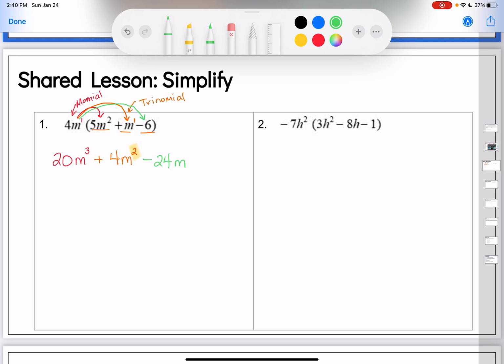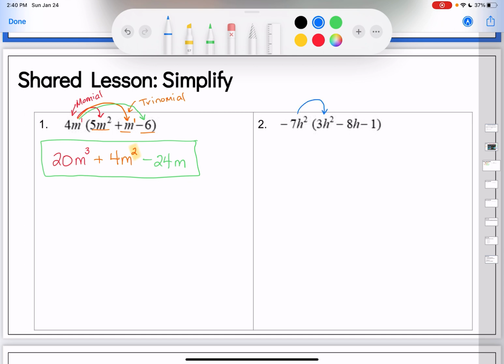And just like we've been doing in all the other ones, making sure we write our answer in standard form, but I see that this is already m to the third, m squared, m. That's it. You multiplied polynomials. You've been doing that all the time, right? Hopefully it's not too scary. All right, so here we go again.